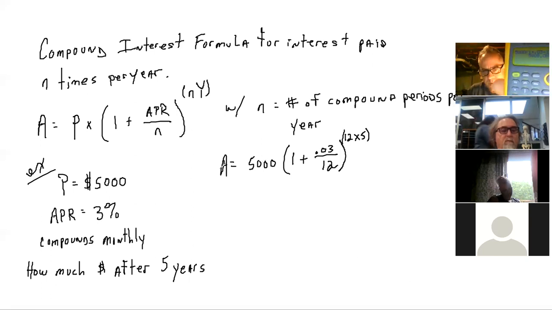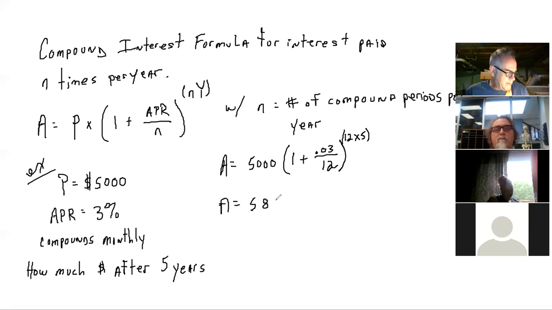What we would have, rounded to the hundredths place, since we're dealing with dollars and cents, is $5,808.08. Boom, done. So it's really just putting it into the formula and crunching it out. Any questions thus far? Good.